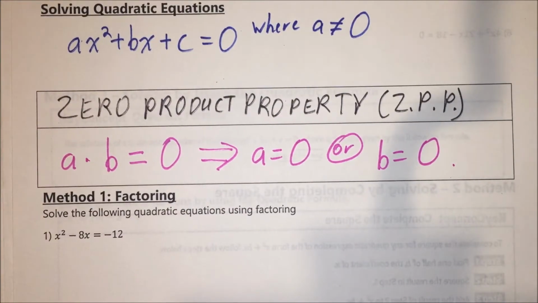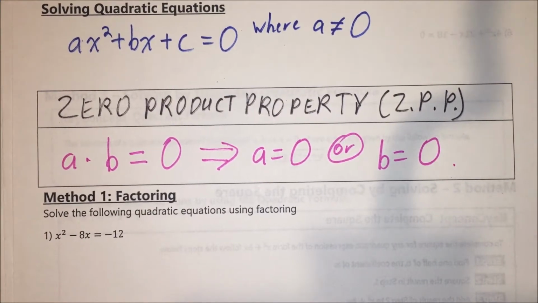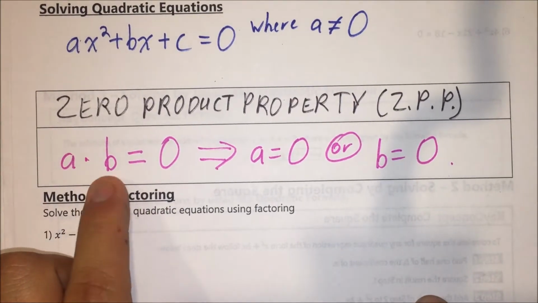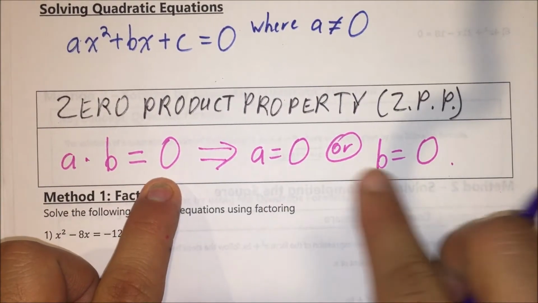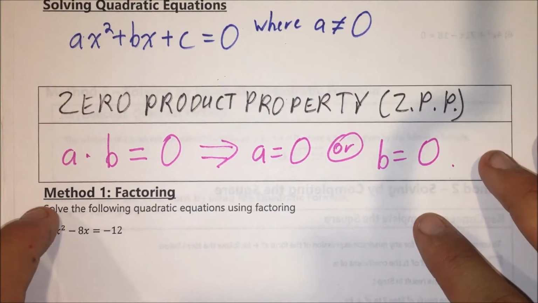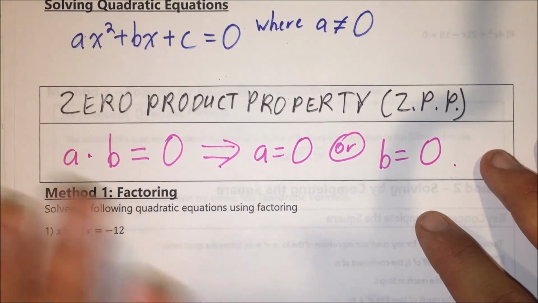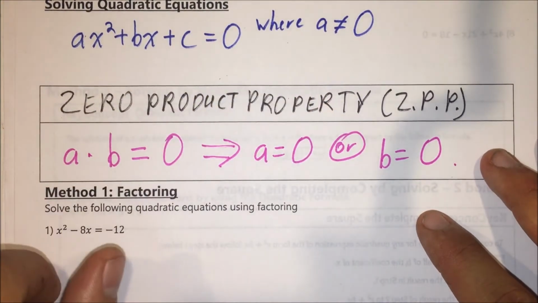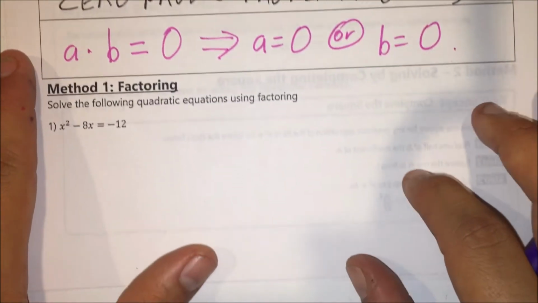Now, for some of you, again, that just might be completely obvious, right? Like, duh, Mr. Locke, obviously, if two numbers multiplied together equals 0, then one of them has to be equal to 0, right? That makes complete sense. But let's see how that's going to help us with our quadratic equations, how to solve them.